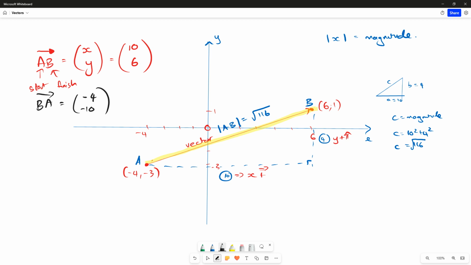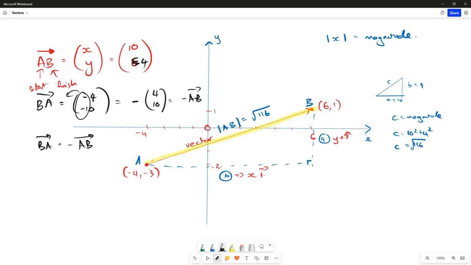I don't know where I got 6 from. This is supposed to be 4. So this I can see is the same as -4, -10, which is the same, because I can remove the negative out, as the negative of vector AB. So that means vector BA is equal to the negative of vector AB by notation.